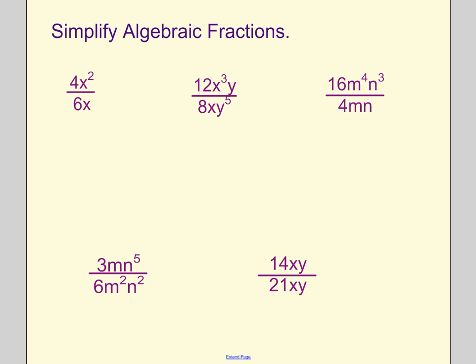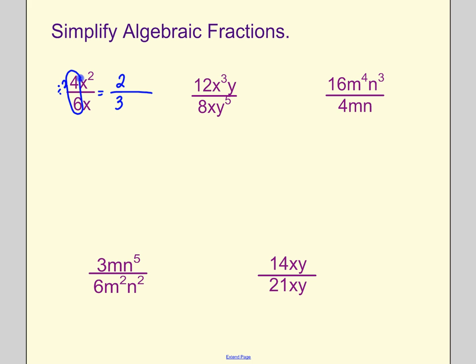First, looking at the numbers. 4 over 6. Can we reduce a 4 over 6? So with the coefficients out front, you just reduce them like a regular fraction. So you can divide them both by 2 to reduce that. 4 divided by 2 is 2. 6 divided by 2 is 3.